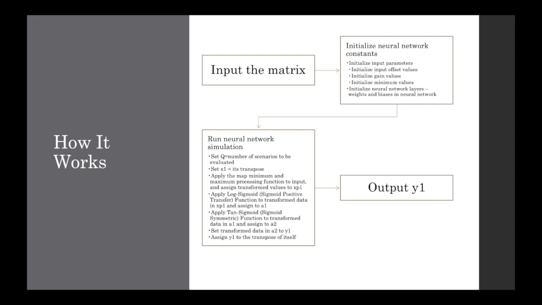It sets q equal to the number of scenarios to be evaluated and x1 as its transpose. It applies the map minimum and maximum processing function to input and assigned transformed values to xp1. Next, the logsig function is applied to the transformed data in xp1 and assigns n1. Next, the tansig function is applied to the transformed data in a1 and assigns a2. It sets the transformed data in a2 to y1 and assigns y1 to the transpose of itself. Lastly, it outputs y1. And now a live demonstration.